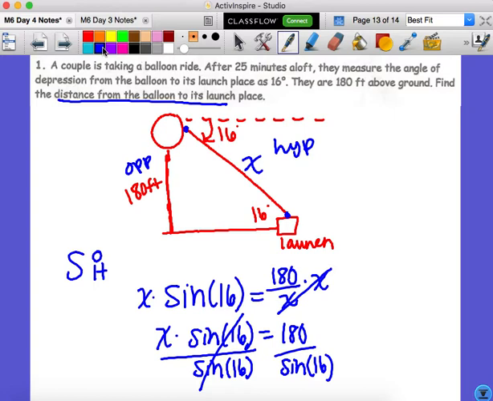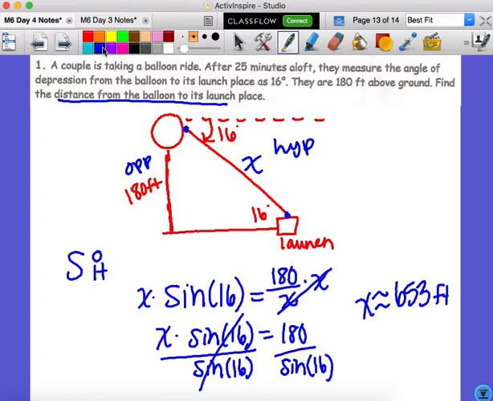So 180 divided by the sine of 16 says that x is approximately 653.0, if we round to the nearest tenth, or 653 feet. So that's how far the balloon is from its launching point.